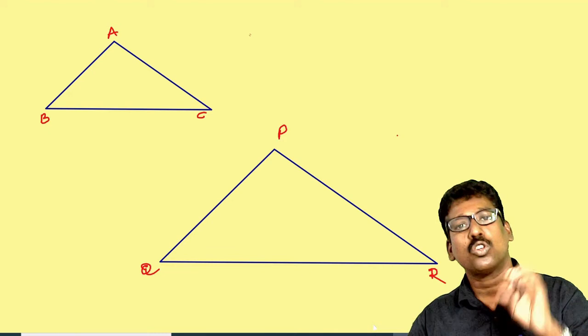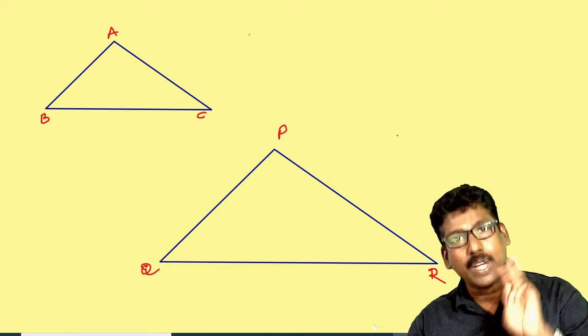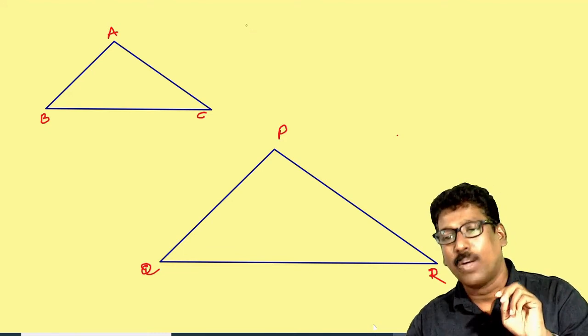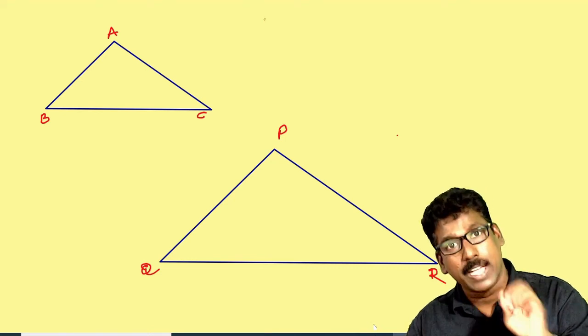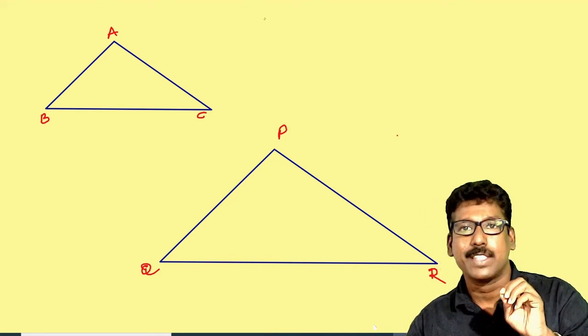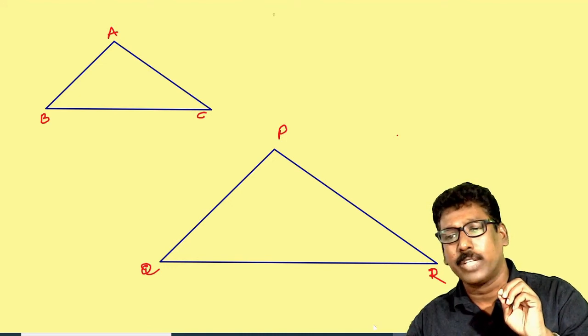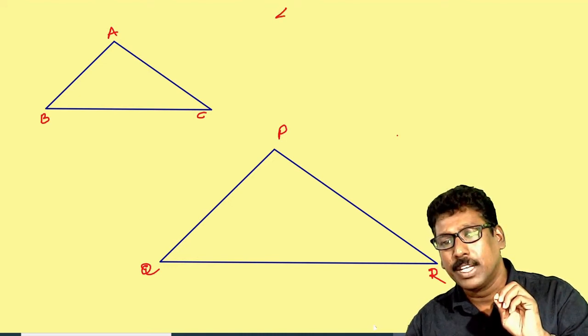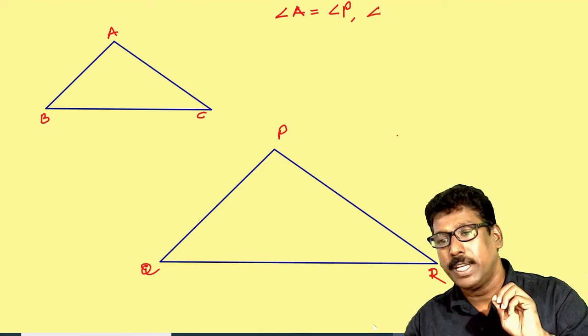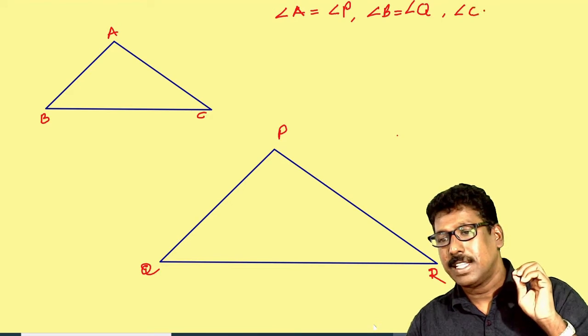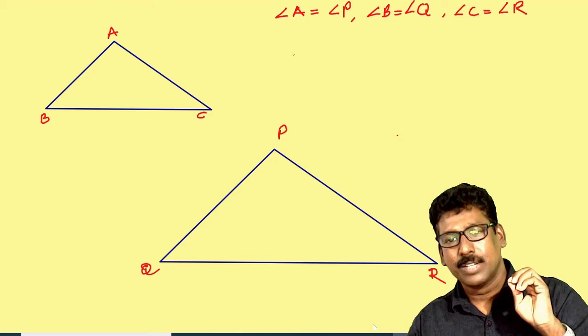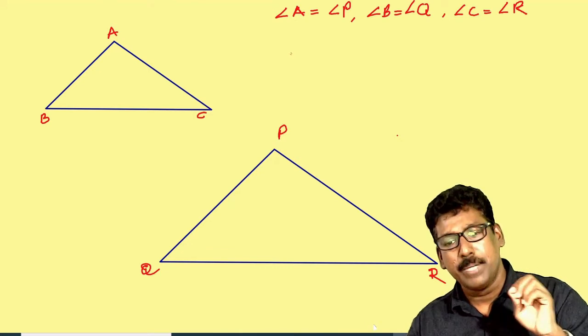That is, for similarity of two triangles, two conditions are needed. One is that corresponding angles are equal and the other is that corresponding sides are proportional. What are the corresponding angles here in these two triangles? Angle A is equal to angle P, angle B is equal to angle Q, angle C is equal to angle R. Now, what are the corresponding sides? The corresponding side of AB is PQ.